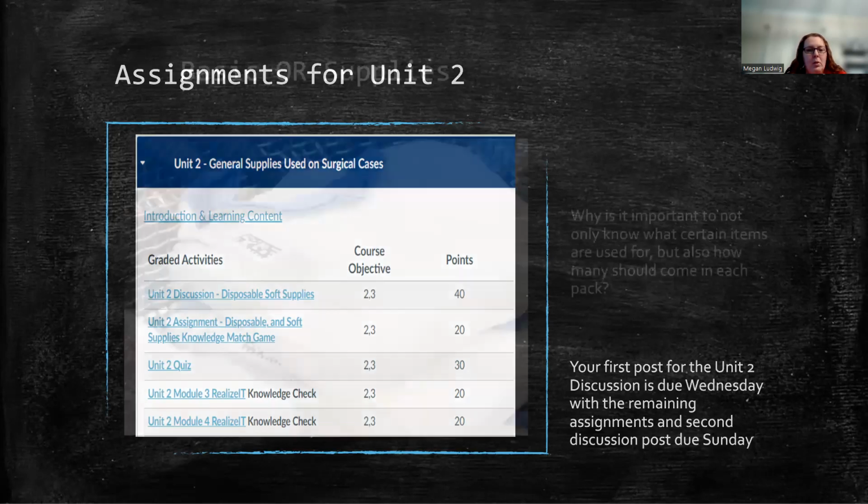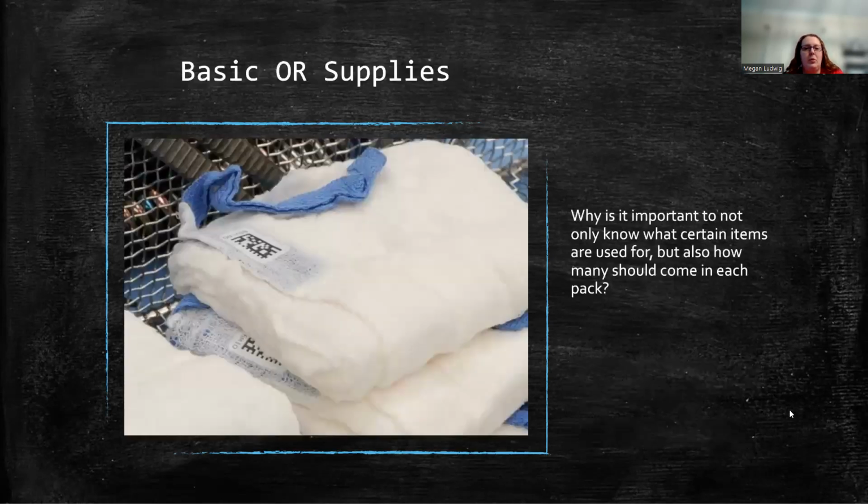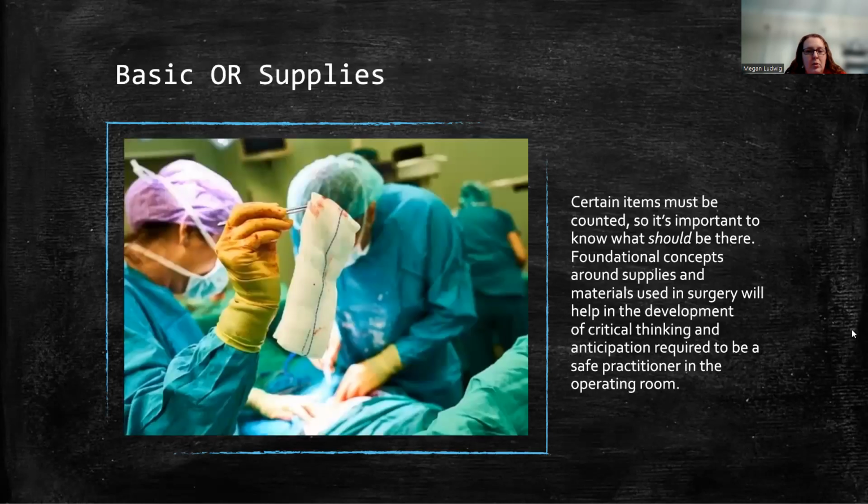All right, so let's first talk about our supplies. Why is it important to not only know what the names of these supplies are, but how many should come in each pack? That's the second part to this topic today. You have to know exactly how many are in each, because you have to have a starting point. You have to know what should be there in case something is wrong. We'll talk about how many should come in each of those packs as we go. I have them listed out for you.